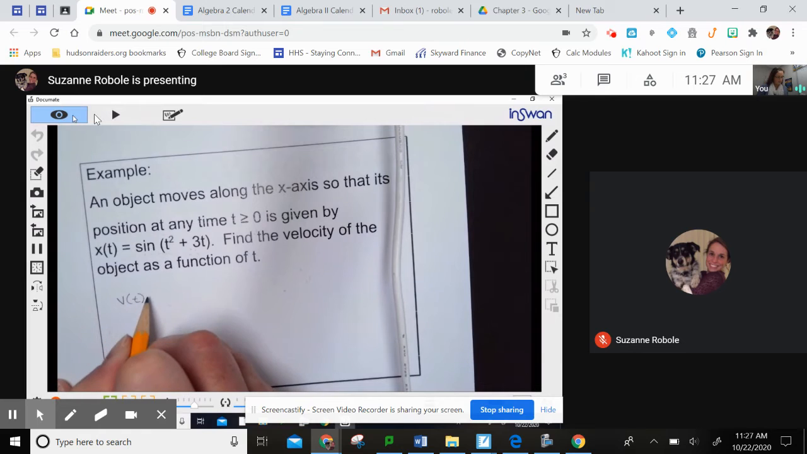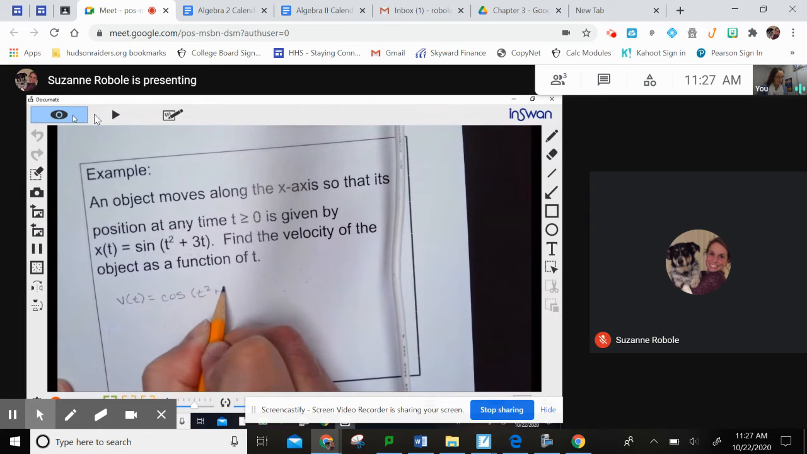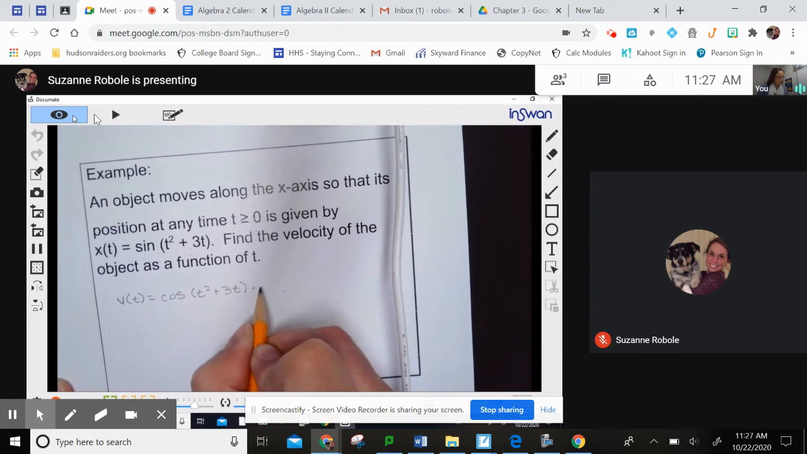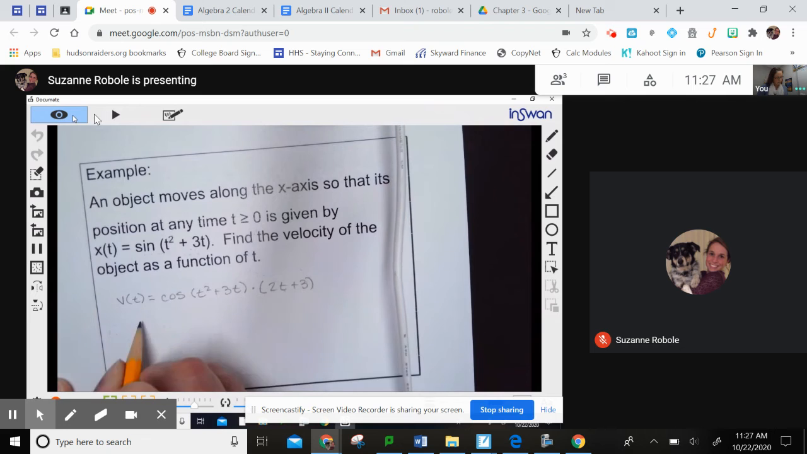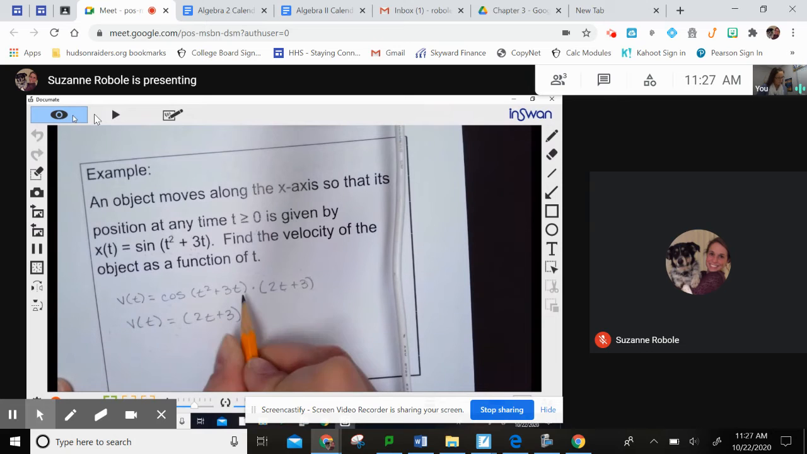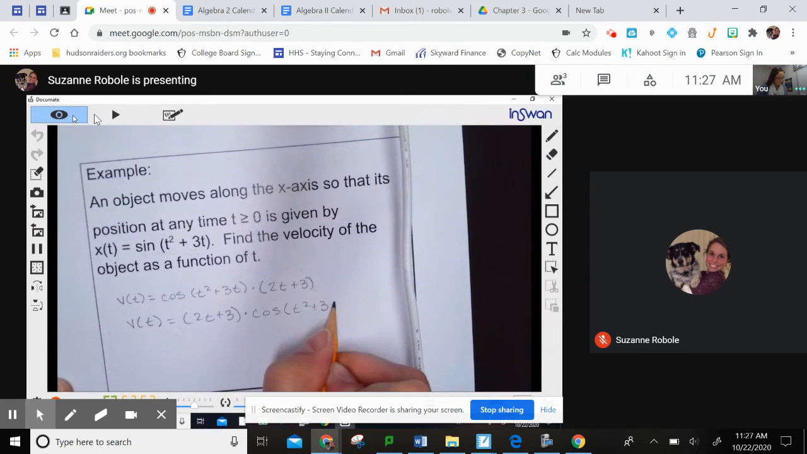So as I do this, I do the derivative of the outside. My inside remains the same. Then I multiply by the derivative of the inside. And I'm going to simplify. Again, I'm putting this guy in the front so I don't confuse that with a multiplication. There it is.